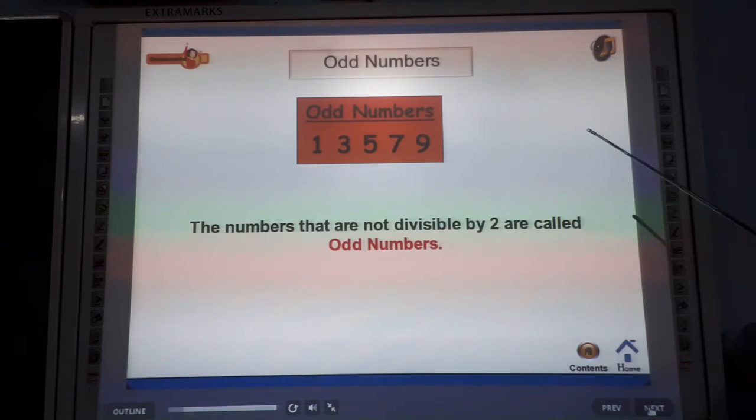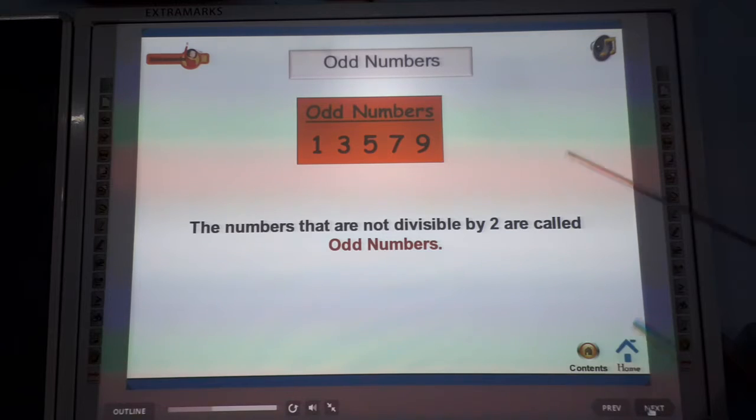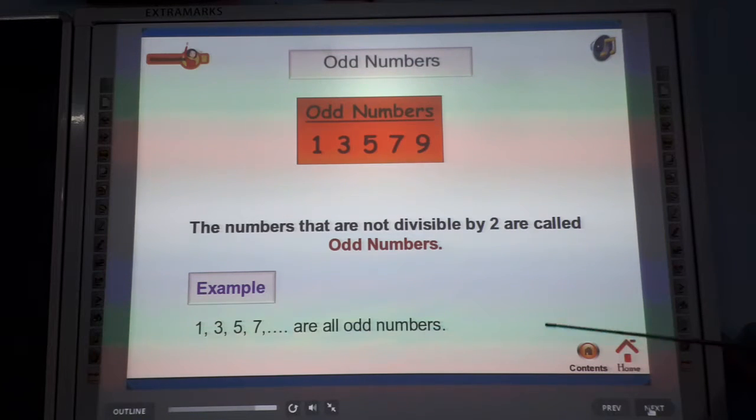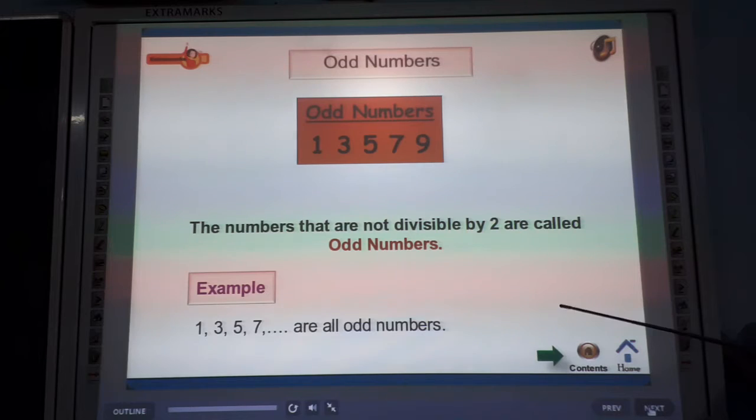Now next, odd numbers. Odd numbers: 1, 3, 5, 7, 9 and so on. The numbers that are not divisible by 2 are called odd numbers. For example, 1, 3, 5, 7 and so on are all odd numbers. Okay. Look at this.